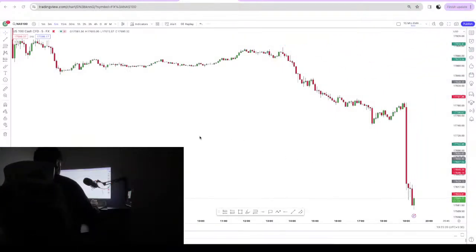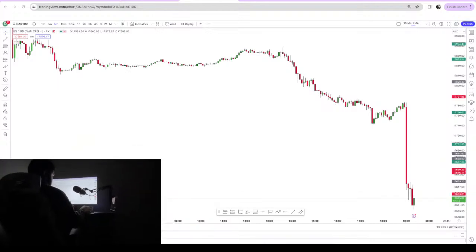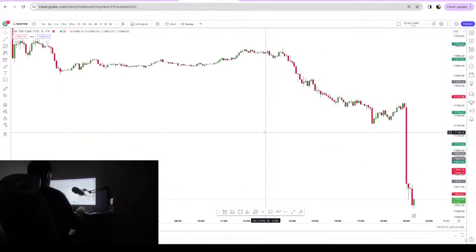Alright, so I hope now my screen is visible to you and my charts are visible to everyone. The chart on the screen you are seeing is of NAS 100.